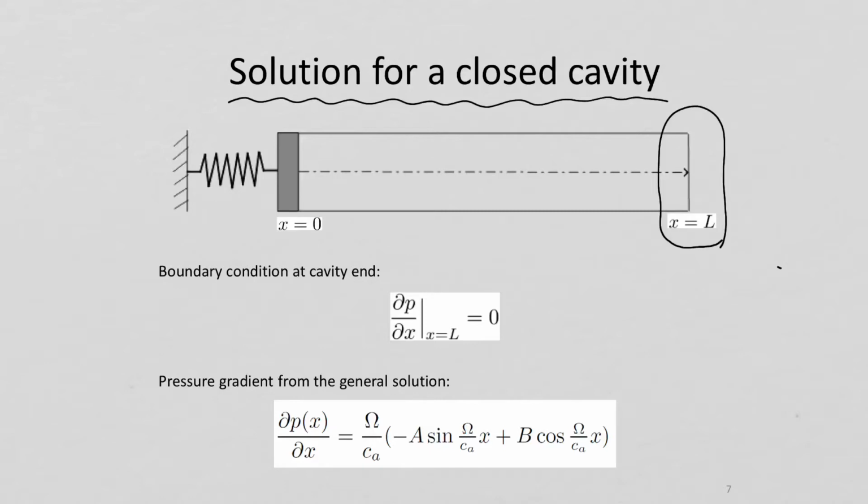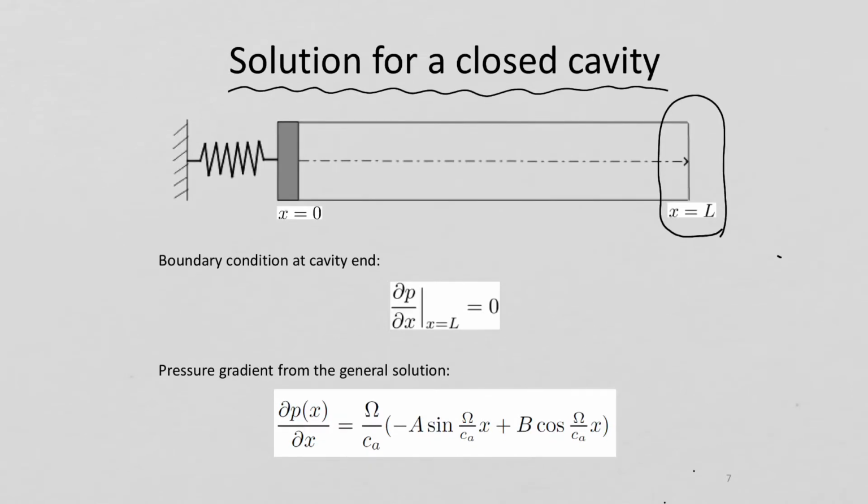Now we know for a closed wall or a closed cavity, we have a hard wall boundary condition at the end. And as Niels showed you last time, a hard wall boundary condition means that our pressure gradient at that position will be equal to 0. So this will be our second condition.